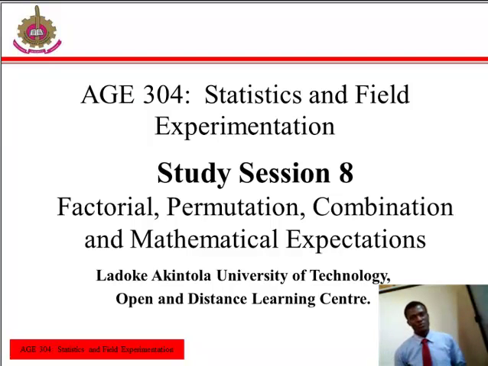You are welcome to AG 304, Statistics and Field Experimentation. Study Section 8: Factorial, Permutation, Combination, and Mathematical Expectations.